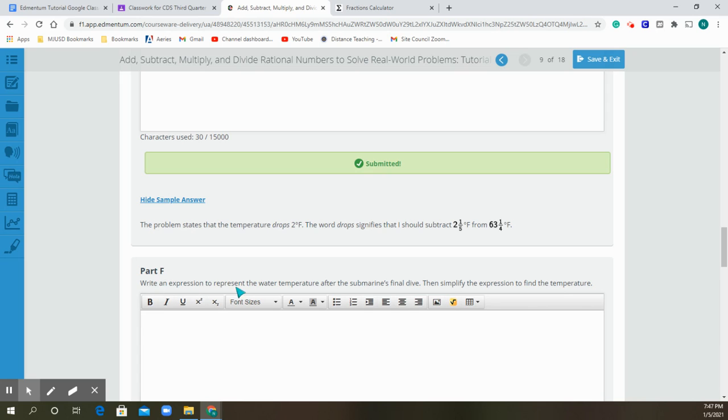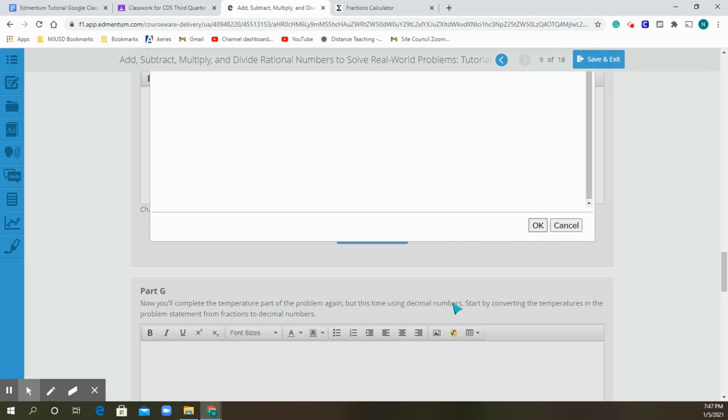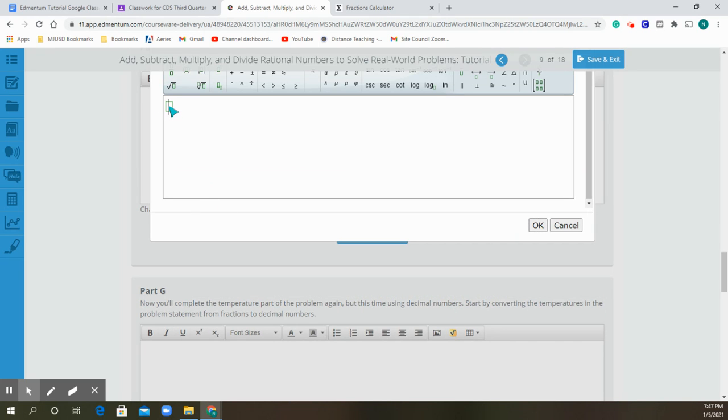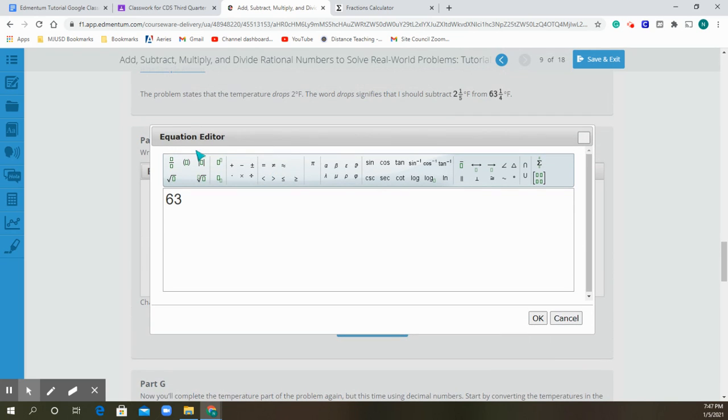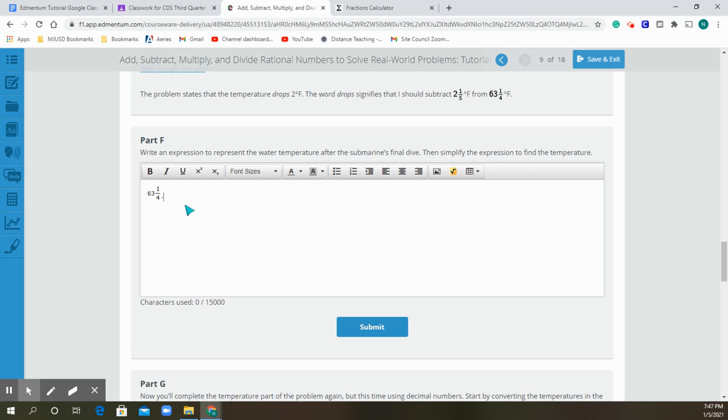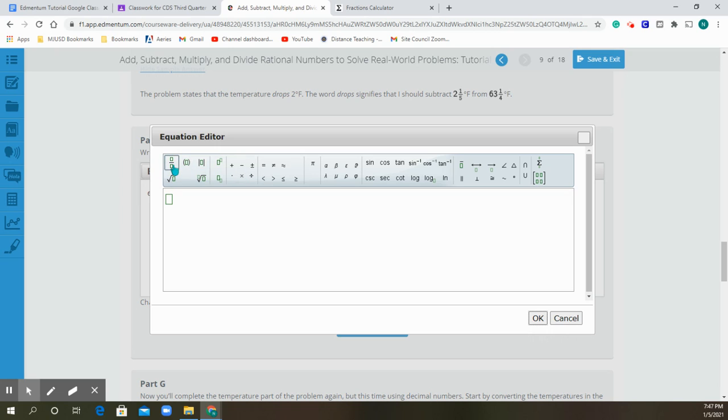Write an expression to represent the water temperature after the submarine's final dive. Then simplify the expression to find the temperature. So I have to do just that. So I need to put in 63 1/4. Okay. Minus, I know it's a little hard to see. And then it was 2 1/5.